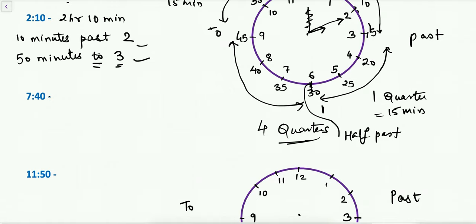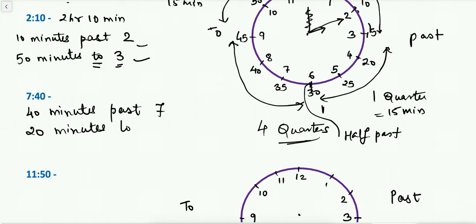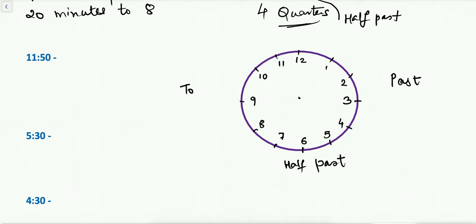Similarly for 7:40, it will be 40 minutes past 7 and 60 minus 40 is 20, 20 minutes to 8. So this is how we read and write the time. And 11:50 will be 50 minutes past 11 and 60 minus 50 is 10, so 10 minutes to 12.